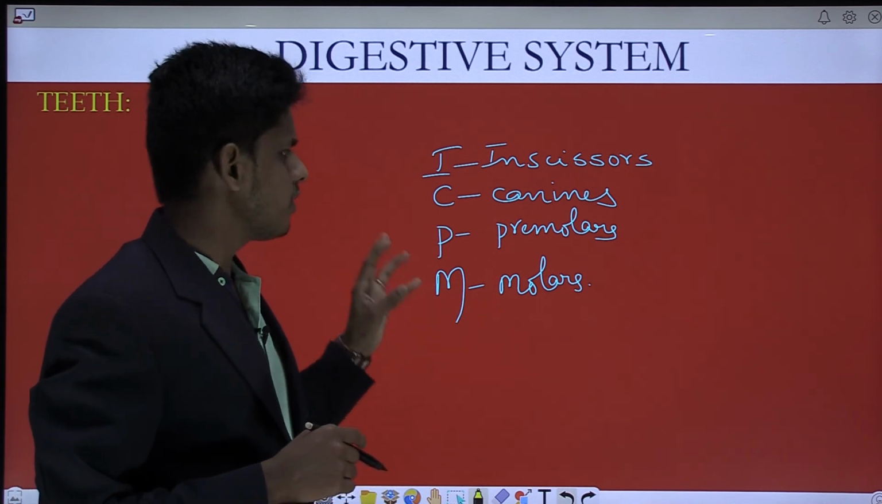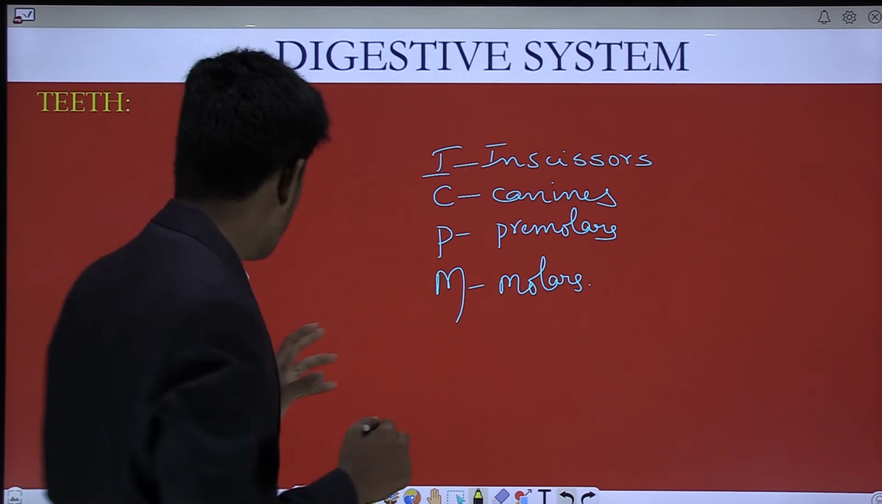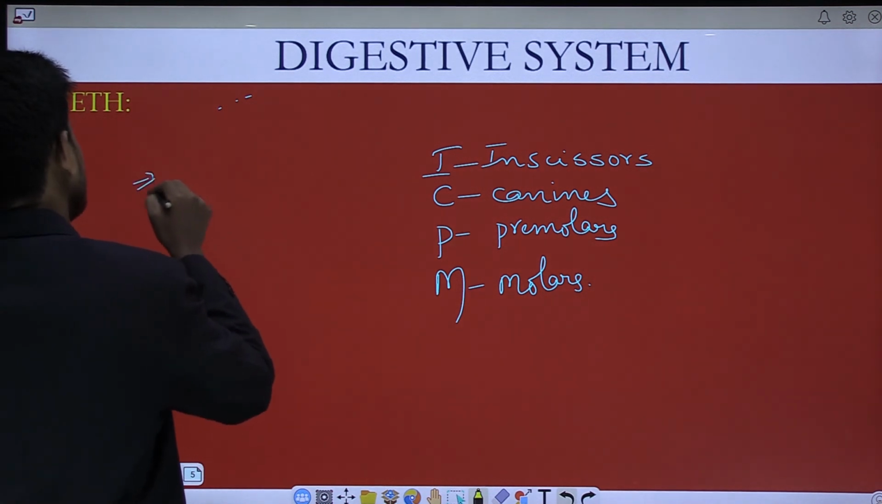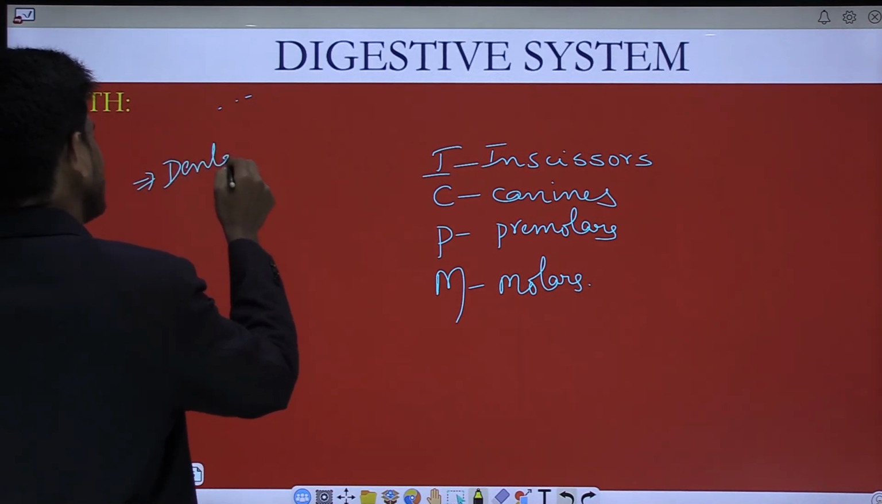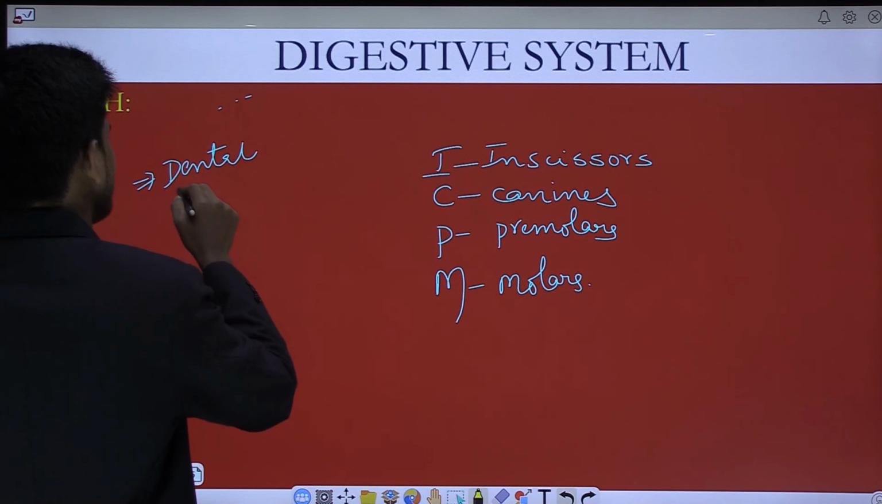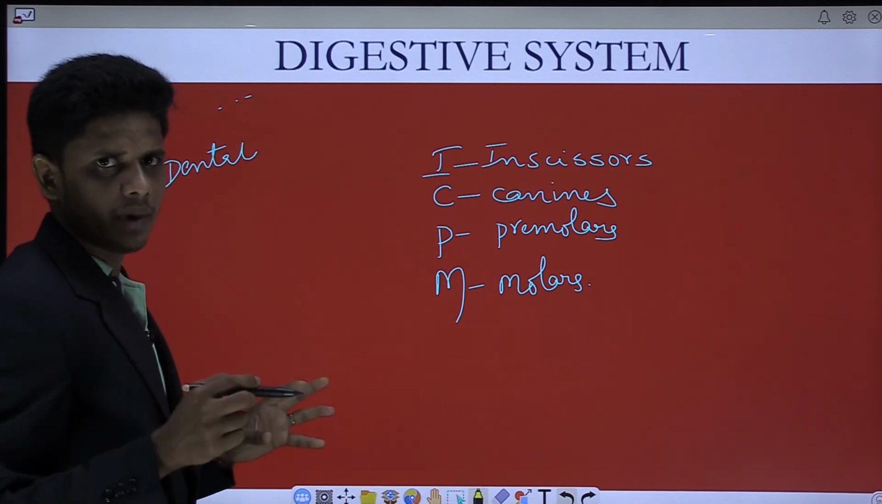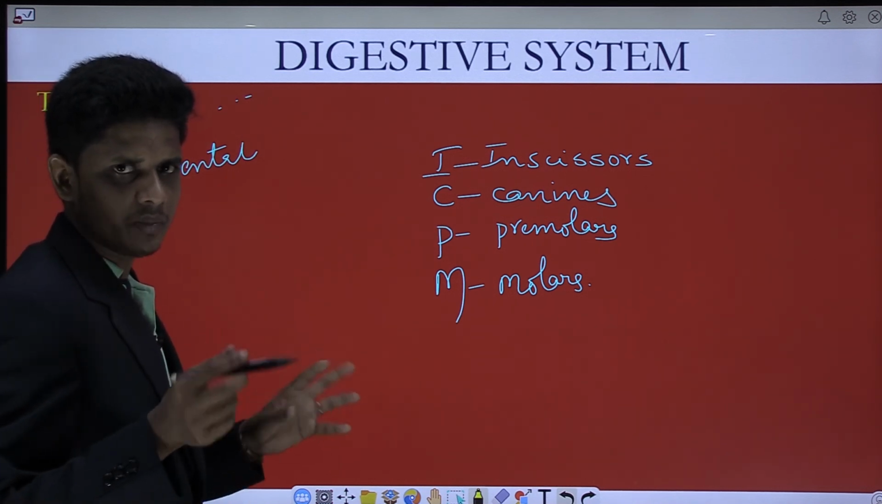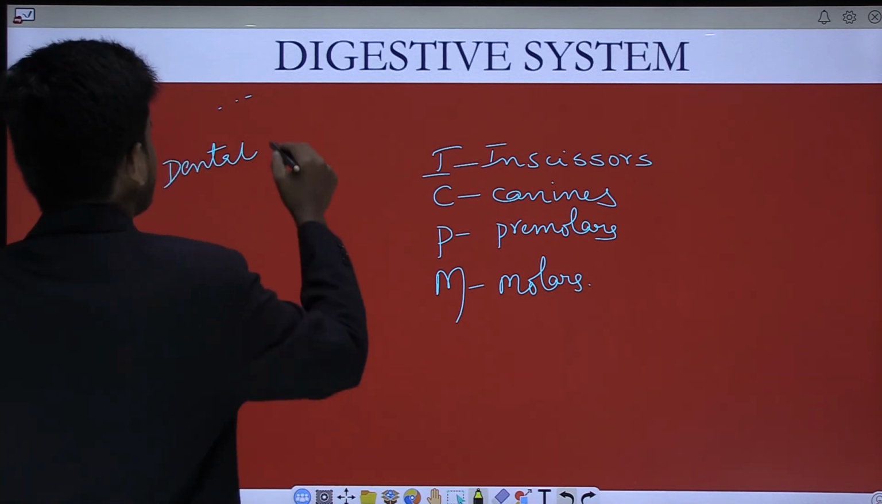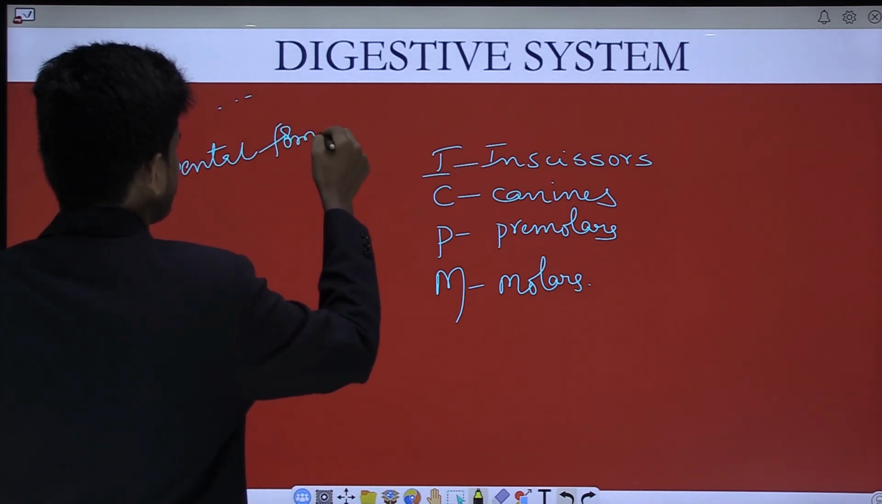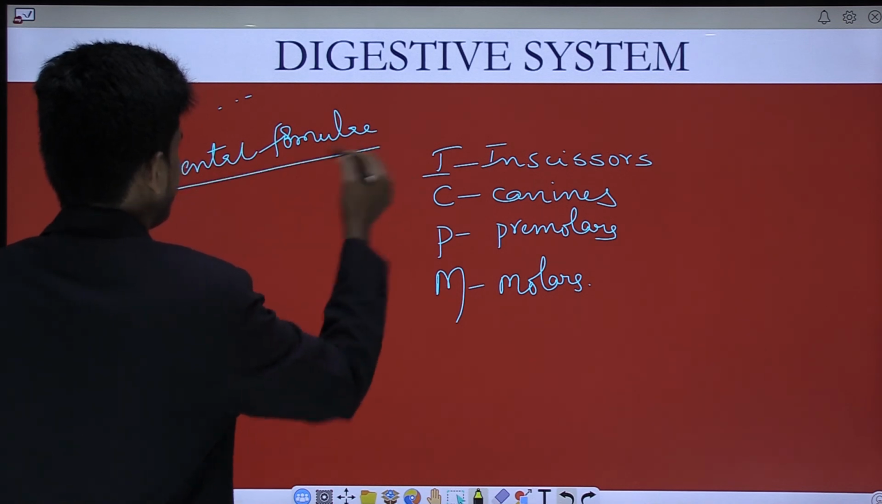And I would give a formula to you. And they may ask you in the question, what is the dental formula? The arrangement of the teeth is called dentition, and they are arranged in a particular order, and those can be identified by having a formula. That is called the dental formula. What is that? Dental formula.